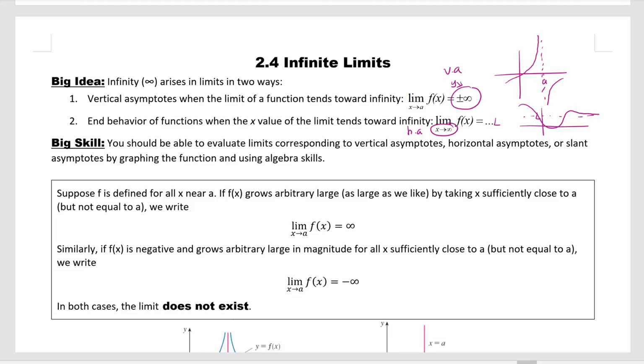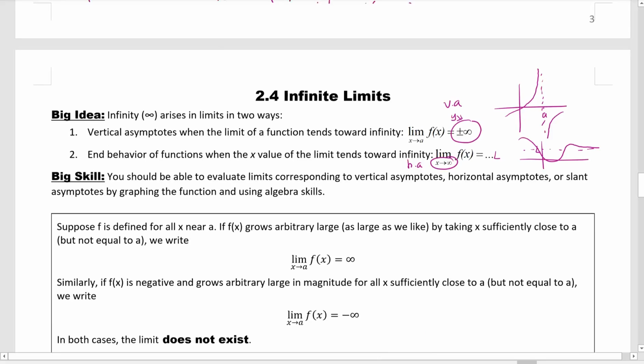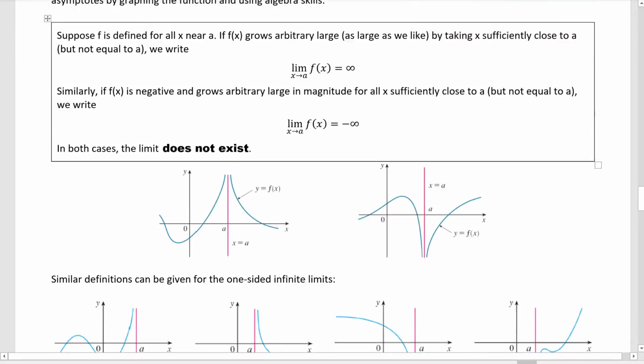In section 2.4, we're going to talk about vertical asymptotes. In section 2.5, we're going to talk about horizontal asymptotes. Big skills: you should be able to evaluate limits corresponding to vertical asymptotes, horizontal asymptotes, or slant asymptotes by graphing the function and using the algebra skills. However, in your final exam, we won't cover slant asymptotes. But if you want to know more, I'm happy to tell you, so come to talk to me after class.